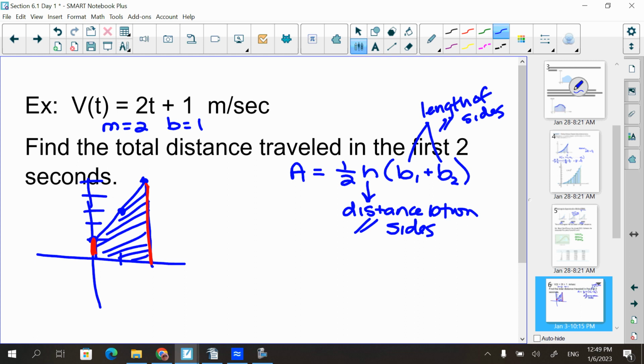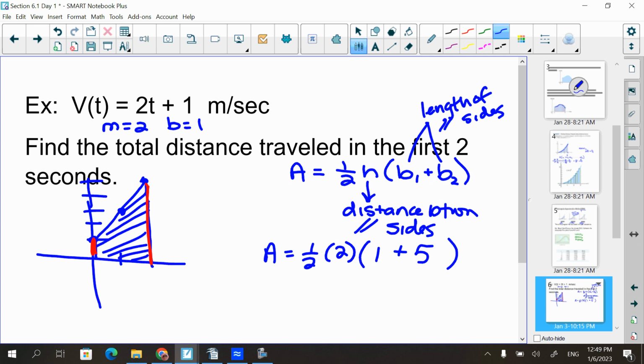All right, so what is the distance between the parallel sides in this picture? Two. So that's your height. Now look at base one and base two. How tall is the first parallel side? One. How tall is the second parallel side? Five. So was that hard?